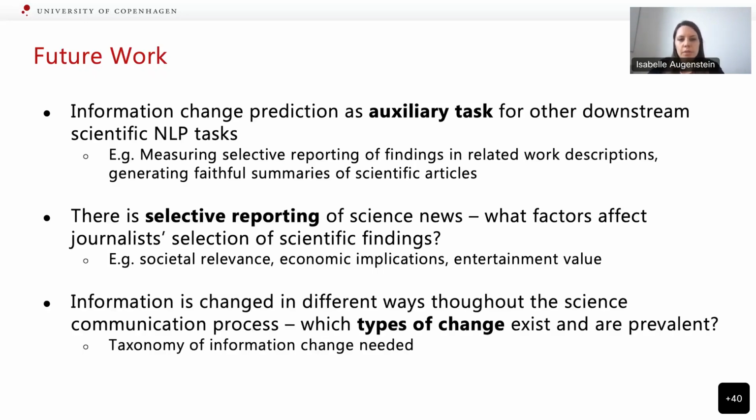Now, in order to do all of this well, another thing that's needed is to look at what types of information change even exist. In our research, we have looked at exaggeration, but there is also certainty and many other ways. It's important to look at what there is and try to relate them to one another.